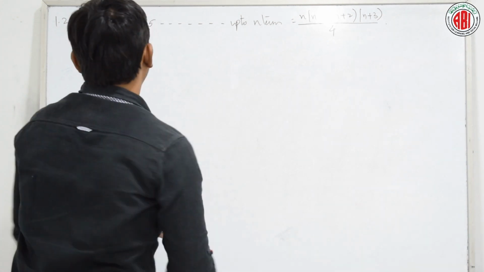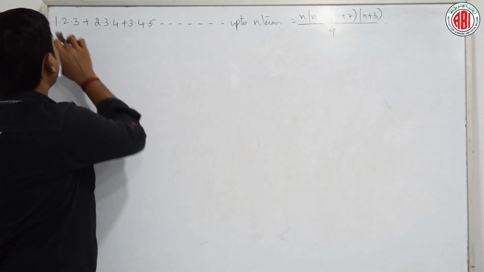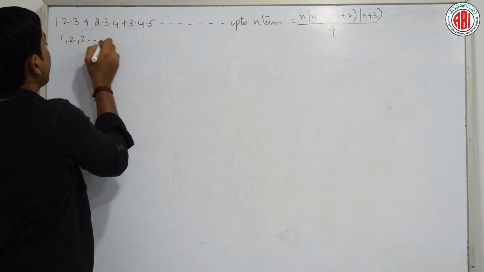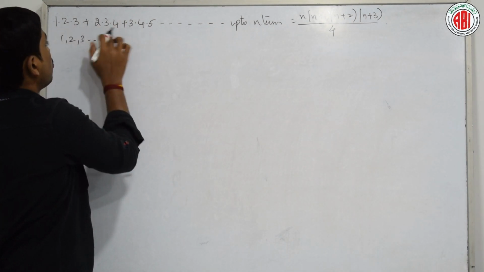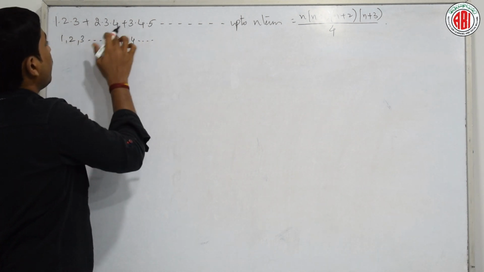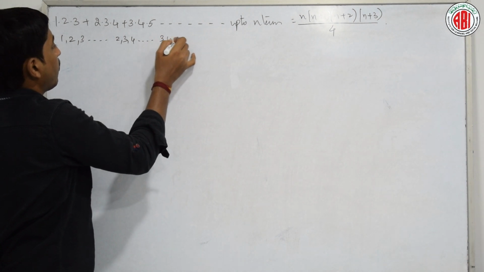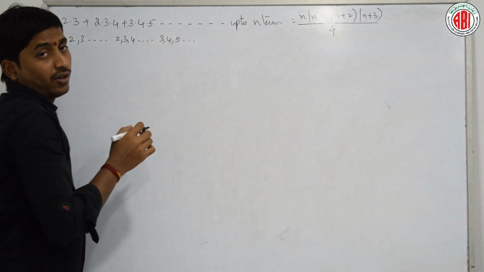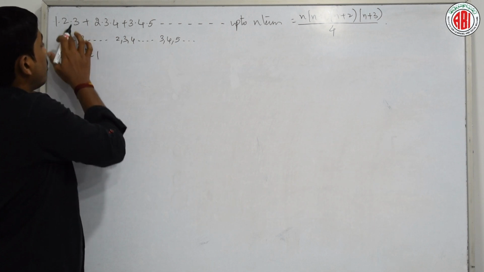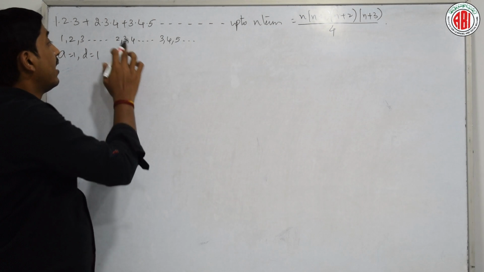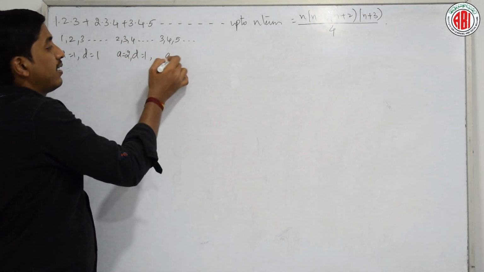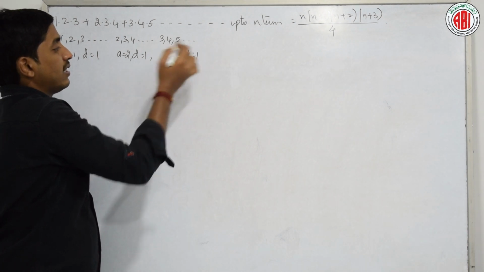Fine. What is the first step we have to do now? We have to separate these terms. That is 1, 2, 3 for the first term, next 2, 3, 4, and the next 3, 4, 5. This is for the third set. For the first set, the first term is 1 and the common difference is also 1, since 2 minus 1 is 1, right? For the second set, the first term is 2, common difference is 1. For the third set, the first term is 3, common difference is 1.